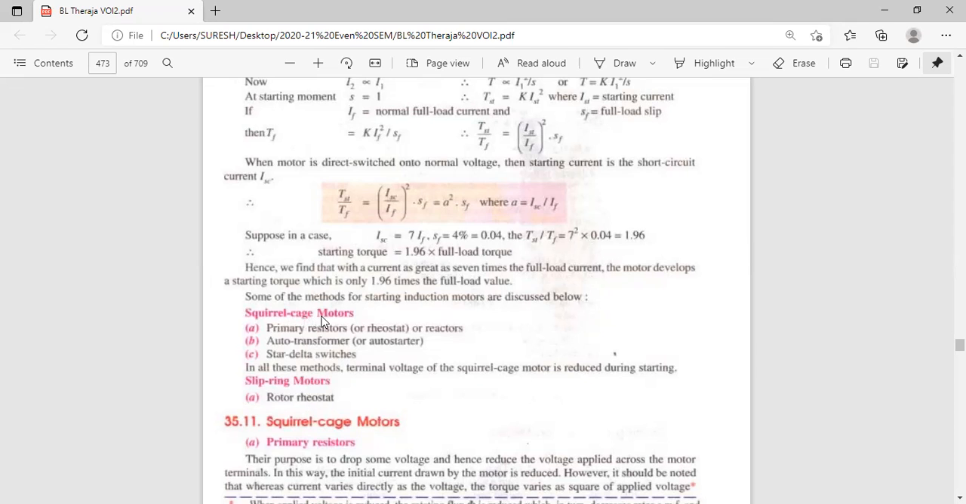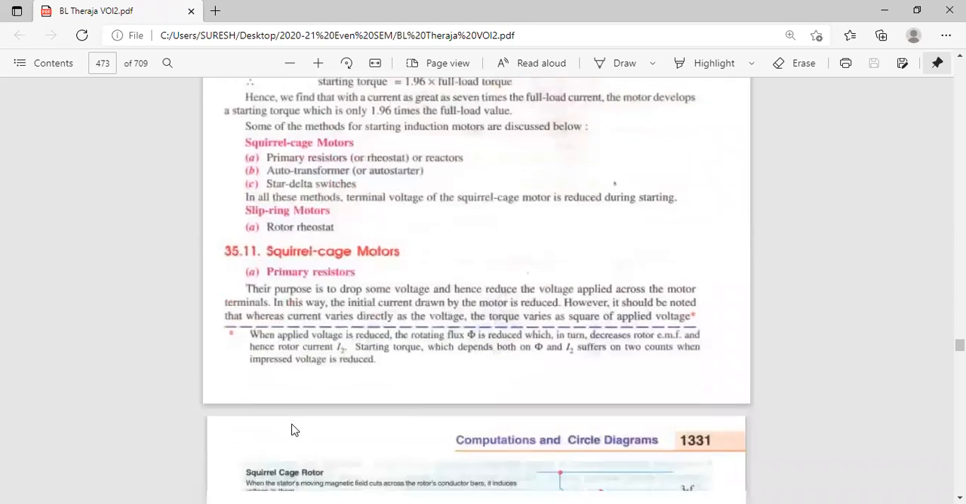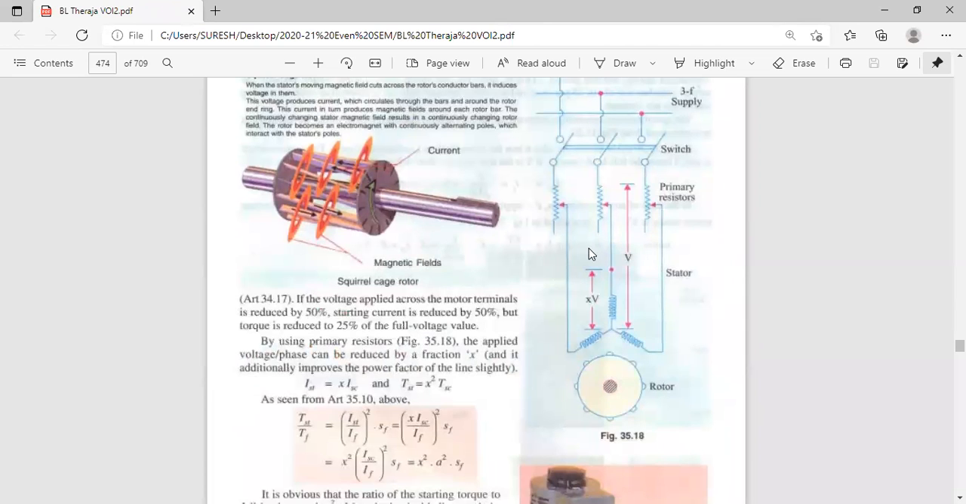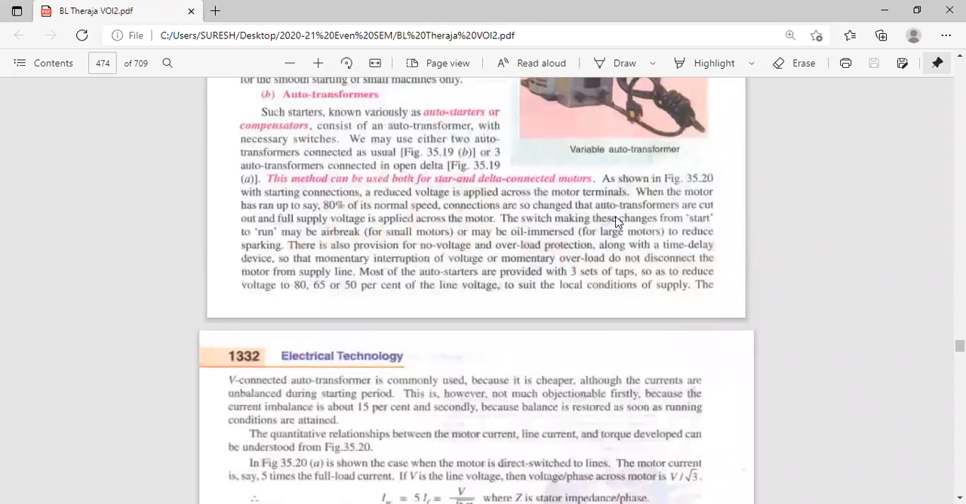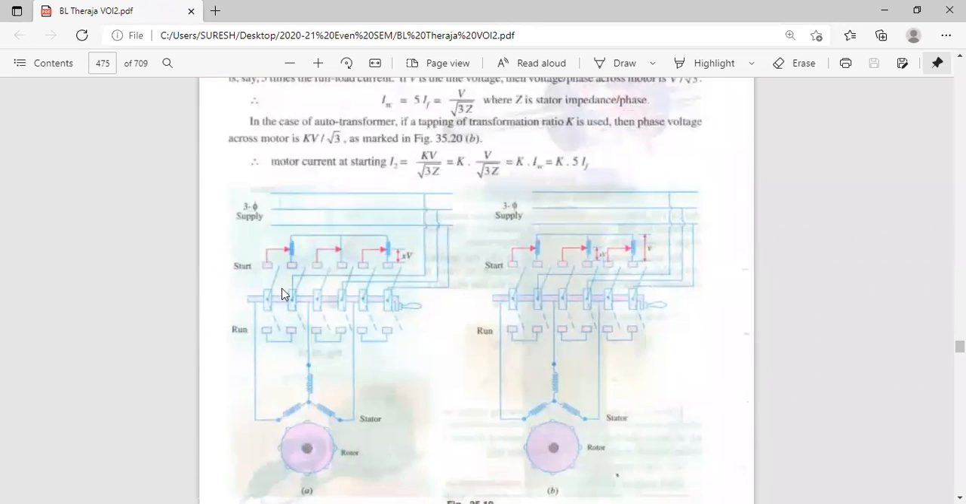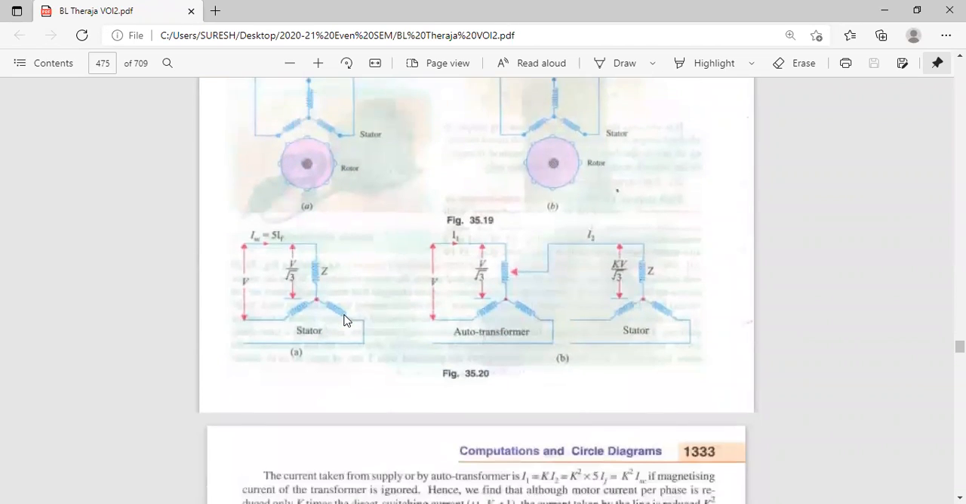So we have completed how to start the squirrel cage motor with the help of three methods: primary resistor, auto transformers, and star delta. Today we will discuss slip ring. In primary resistors, we connect three primary resistors in the stator. In auto transformers, the auto transformer winding is connected in the stator during starting, but during running there is no necessity of the auto transformer. We have discussed this diagram for how to start.